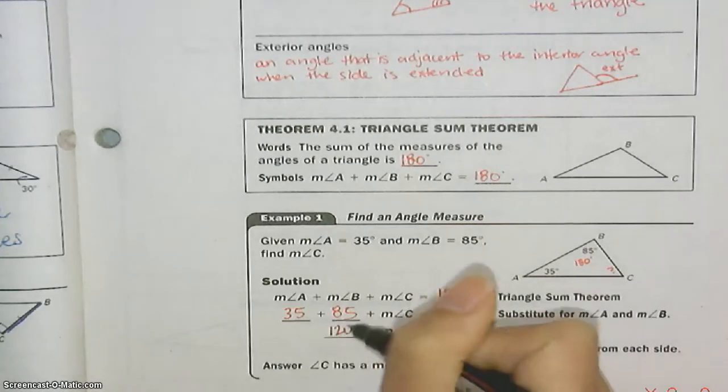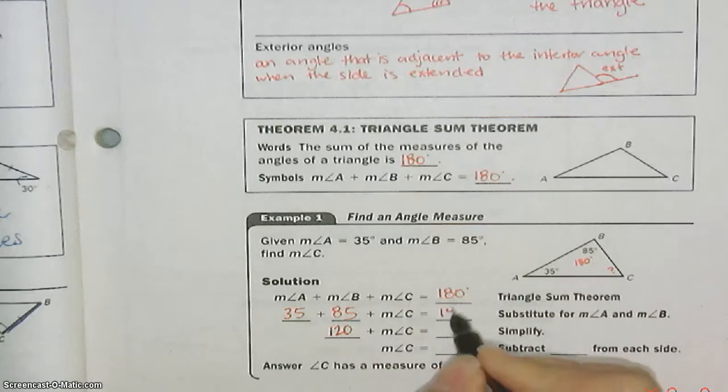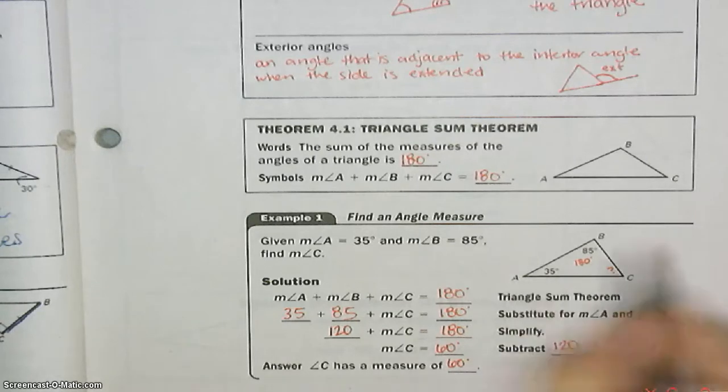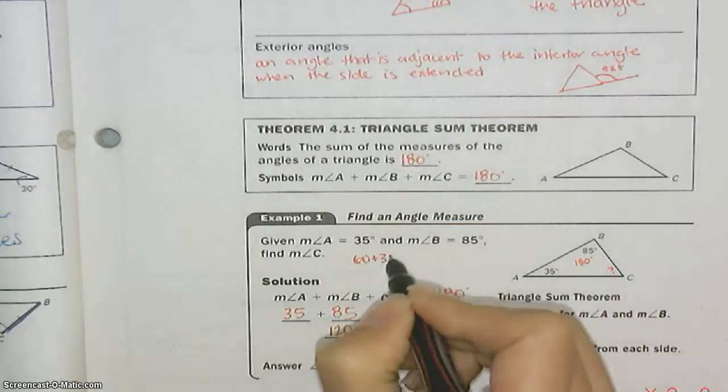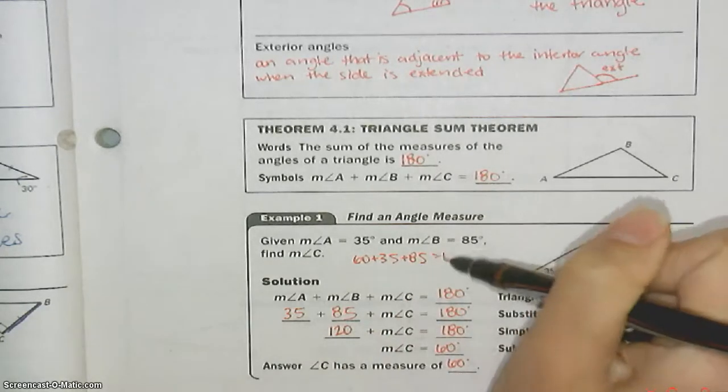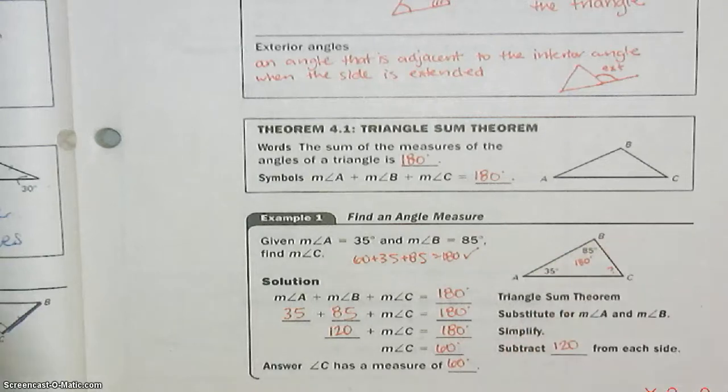So we already have 120 degrees, and we need to get to 180. Well, you can probably do that in your head. That means we need 60 more. If you needed to do it in your calculator, you would do 180 minus 120. So C has a measure of 60 degrees. And we can check that. Let's check to make sure that works. Let's do 60 plus 35 plus 85. In my calculator, 60 plus 35 plus 85 equals 180. Perfect. We did this right.